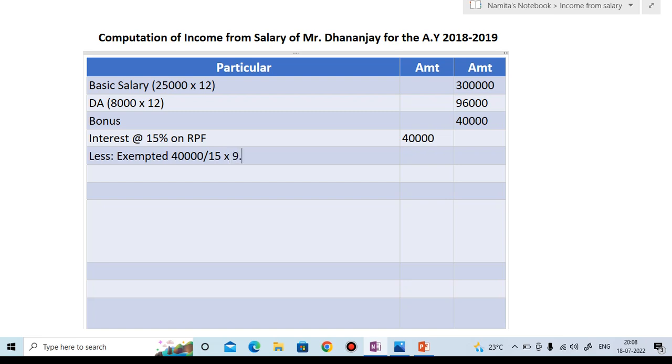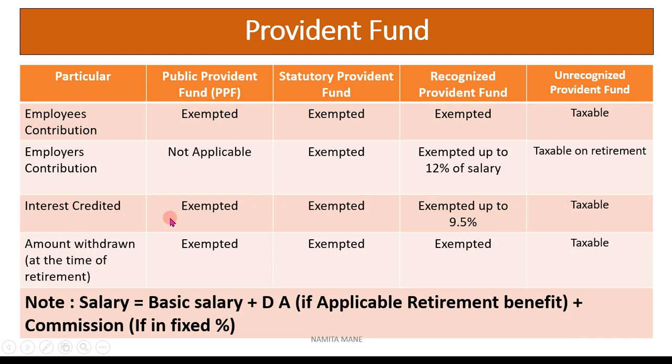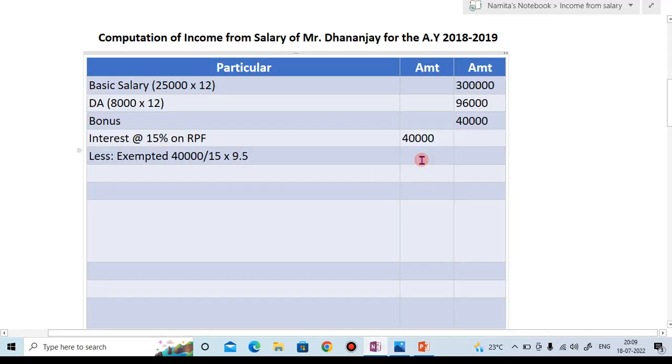Okay, so how will you do the calculation of interest credited on RPF? Simply you will write interest at 15% on RPF. How much is the amount? 40,000. From this you will less exempted. So exempted amount is 40,000 divided by 15, multiplied by 9.5. Why 9.5? Because interest credited will be exempted up to 9.5. So the answer you will get is 25,333. Okay, so less it.